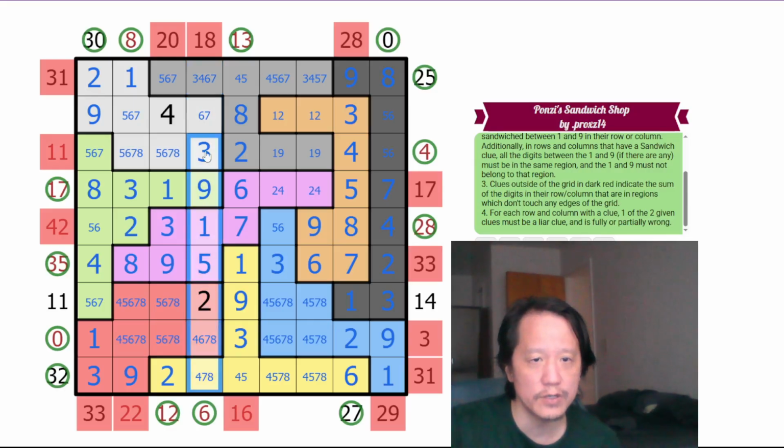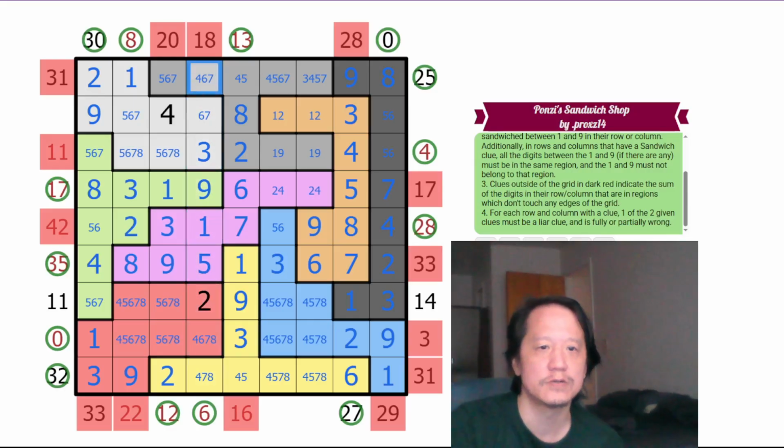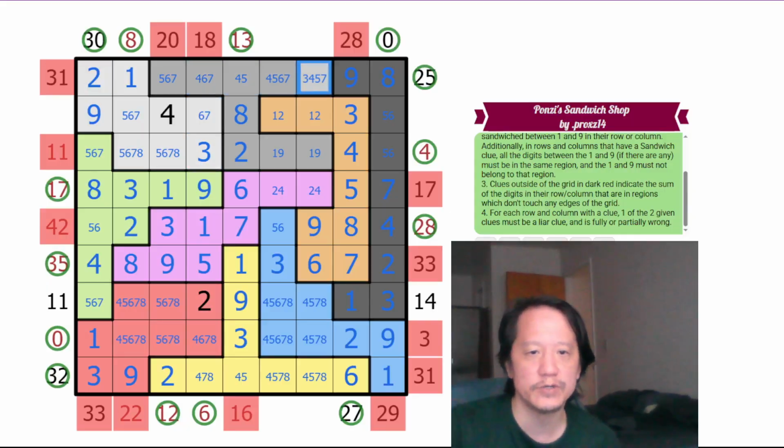Where's the 3? 3 eliminates here. So where's the 3 in the gray region? It has to be here. That should be all the 3s. I don't know if it's all the... It should be all the 2s also, except for these 2.